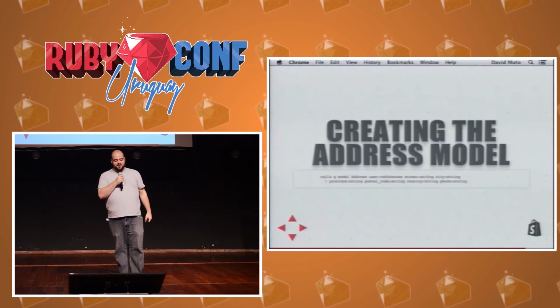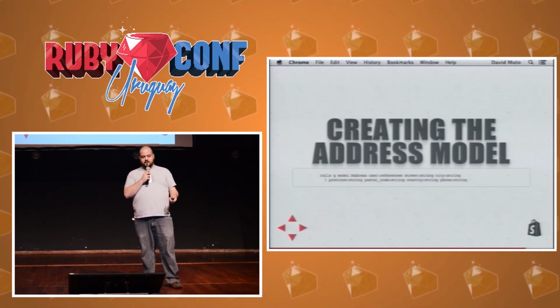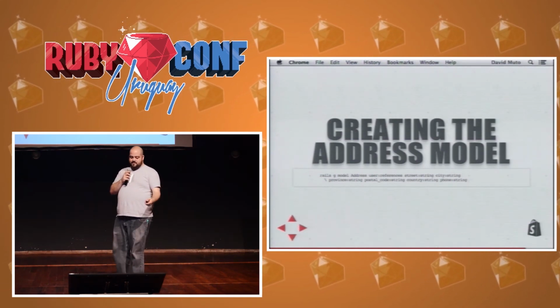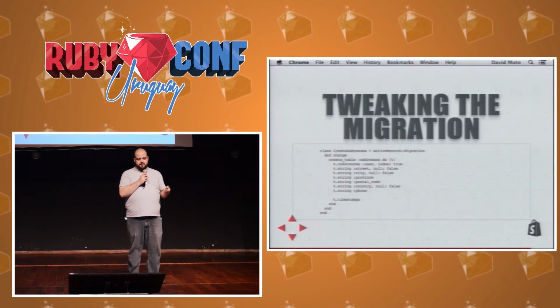So now that we defined the experiment, we go ahead and create the address model. This is nothing fancy, a Rails generate model. That's nothing fancy. We tweak the migration just to add an index and make sure that some of the fields are not null.